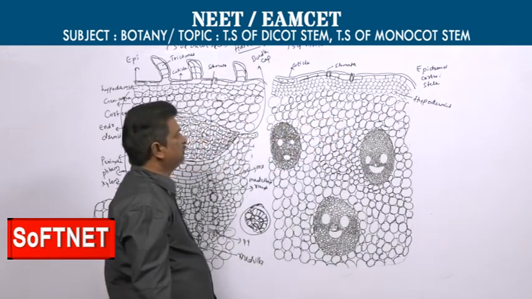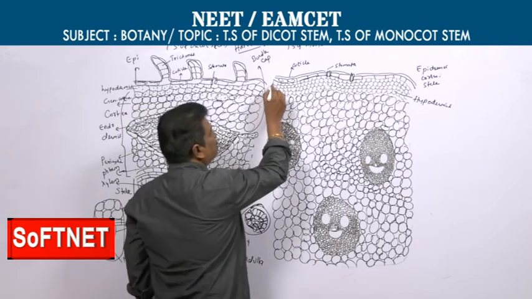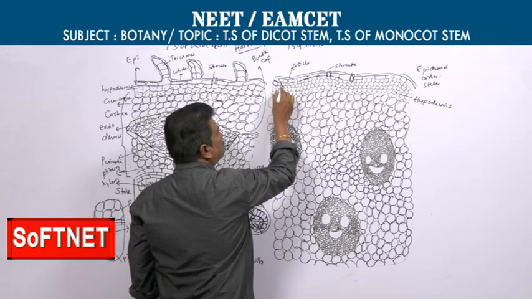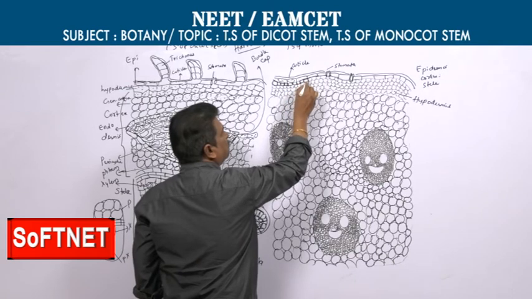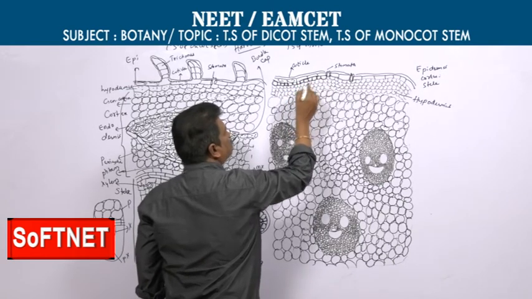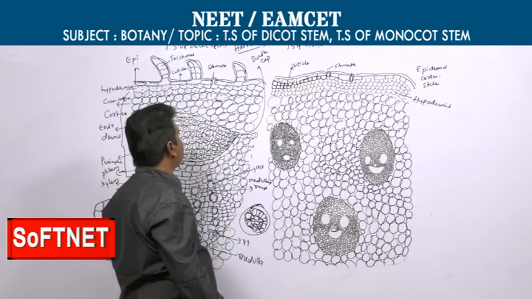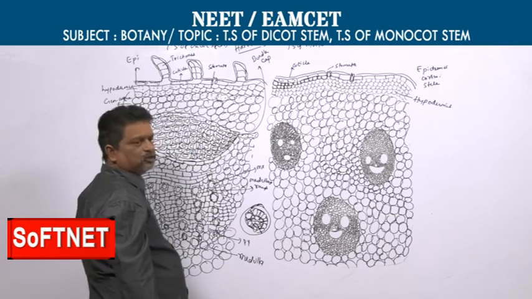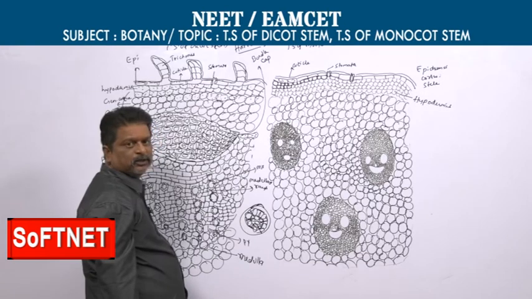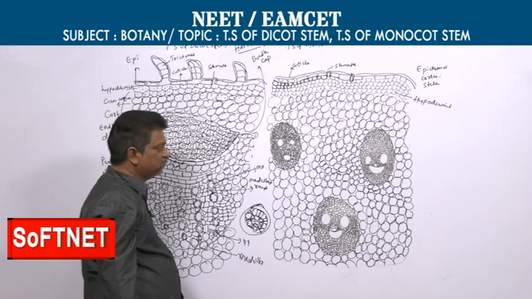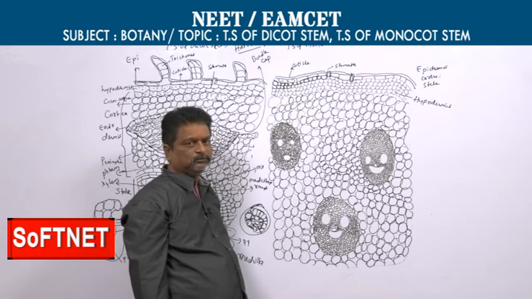Cortex is represented by only hypodermis. But in monocot stem, this hypodermis is made up of sclerenchyma. In dicot stem, it is made up of collenchyma. In monocot stem, it is made up of sclerenchyma. So, sclerenchymatous hypodermis means dead tissue, so it provides only mechanical support.